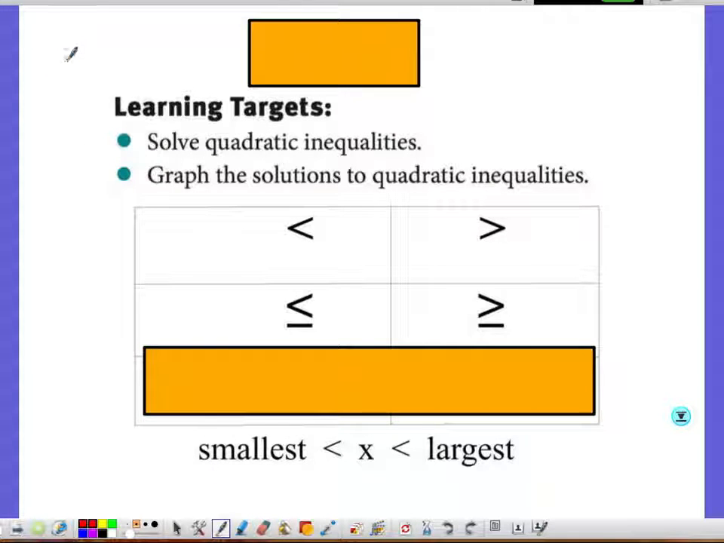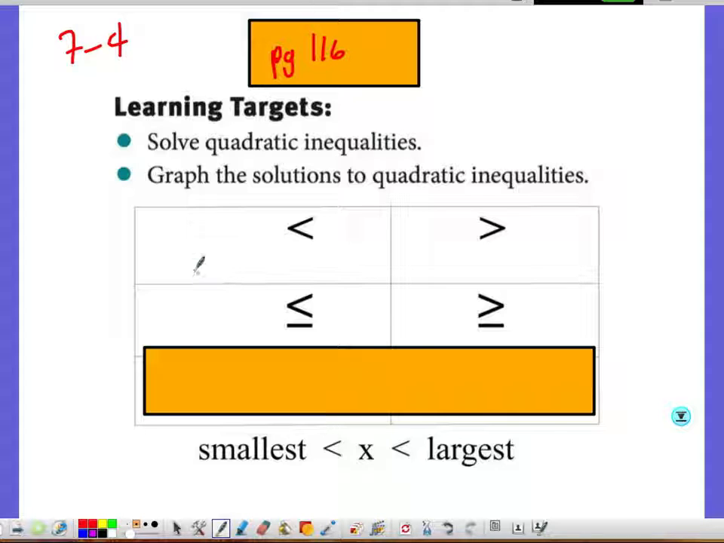Hello, this video is on lesson 7-4 and it begins on page 116. In this lesson we will learn about solving quadratic inequalities and to graph the solutions to quadratic inequalities.